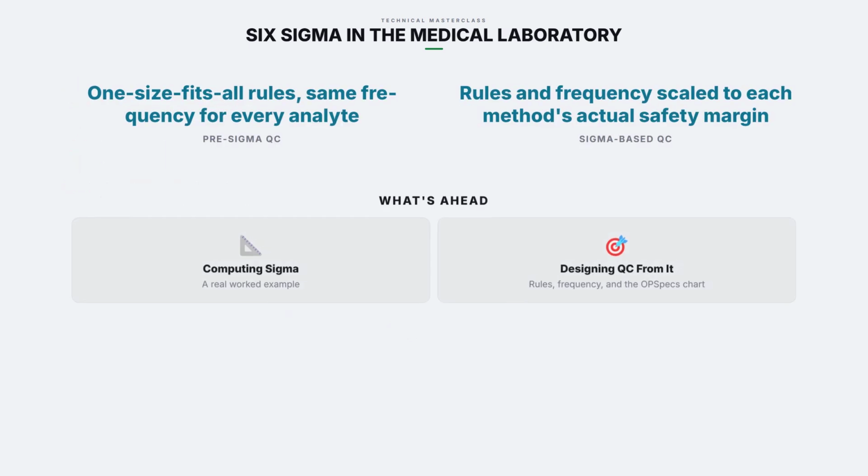Before sigma metrics, QC design was largely one-size-fits-all, the same Westgard rule set, the same control frequency, applied to every analyte regardless of how good or bad that specific method actually was. Sigma changes the unit of analysis from "did this run pass" to "how much genuine safety margin does this method have?" A fundamentally different and far more honest question.